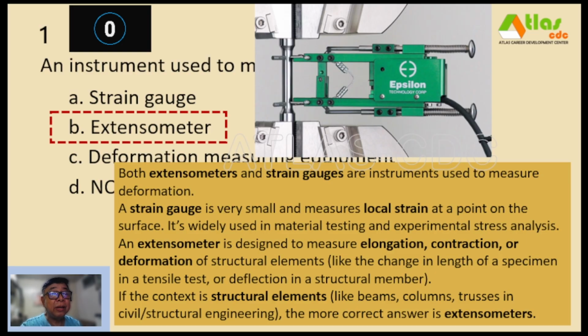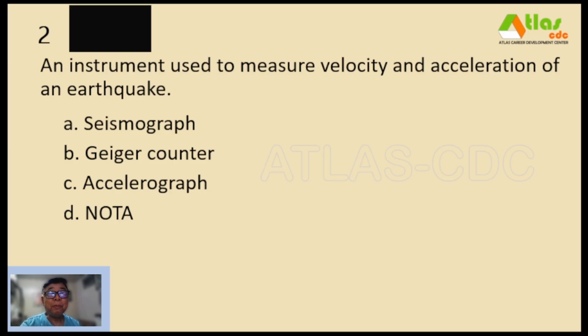So if the context is structural elements like beams, columns, trusses in civil structural engineering, the more correct answer is extensometers. Number 2, an instrument used to measure velocity and acceleration of an earthquake. A. Seismograph. B. Geiger counter. C. Accelerograph. And D. None of the above.